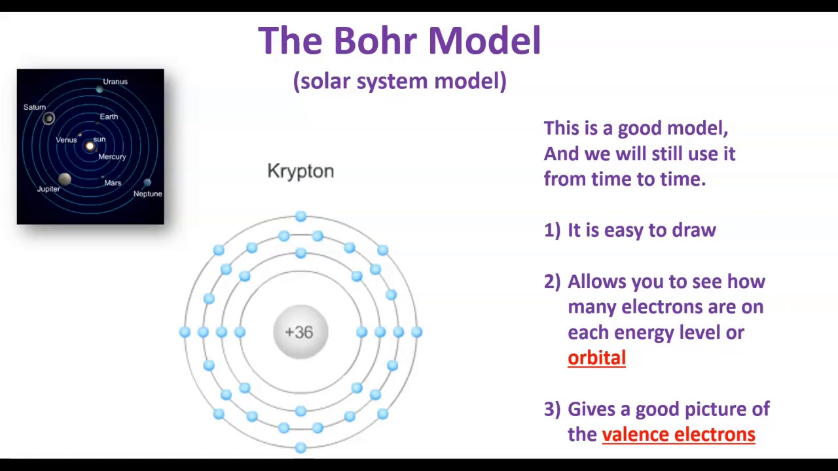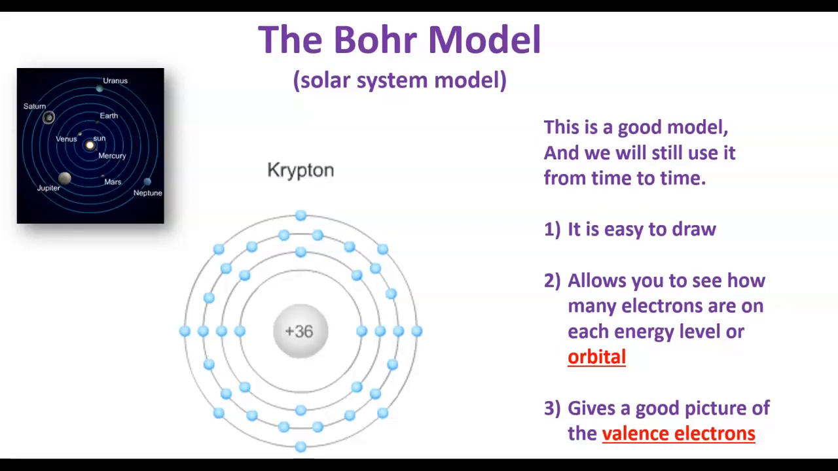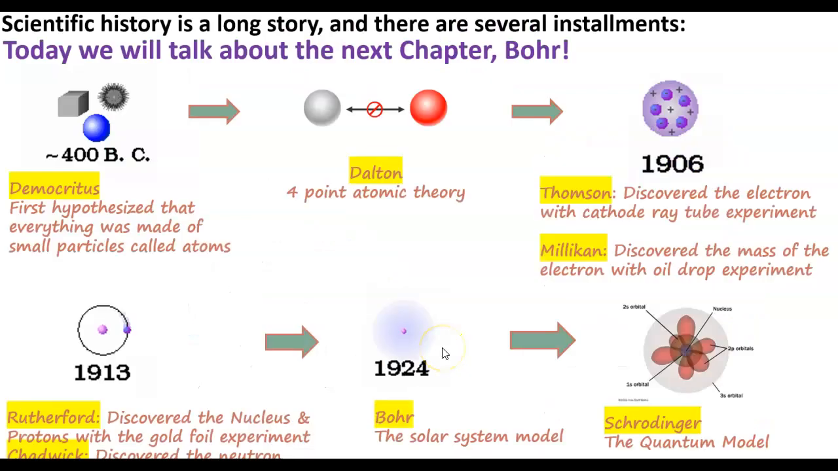And so we'll still see the Bohr model from time to time. We'll use it maybe to answer some questions, but we know now that the story has moved on to Schrodinger, which is a more complex structure. So that covers everything we see here in the story of our atom.